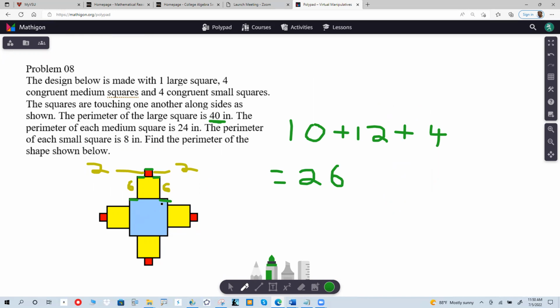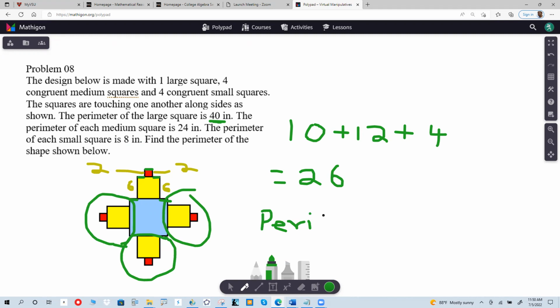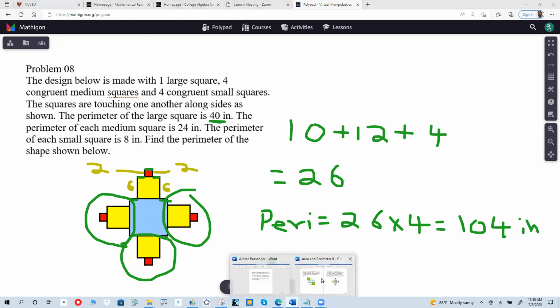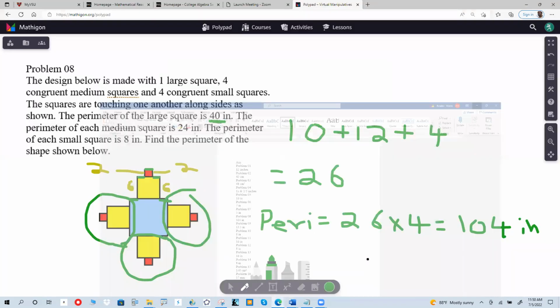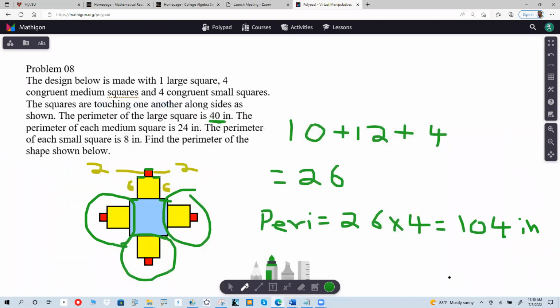Now I have accounted for only 1/4 of the perimeter of this shape. This shape has 4 pieces, one here, and one here. So what's the perimeter, guys? The perimeter is going to be 26 times 4. I'm going to check my answer. It is 104 inches. That's my answer. I'm going to check it. Number 8. Yep, 104. That's not a bad sign. So we wrapped up number 8.